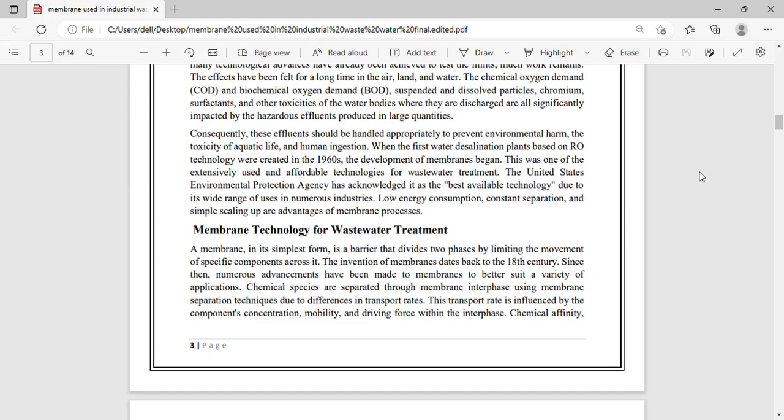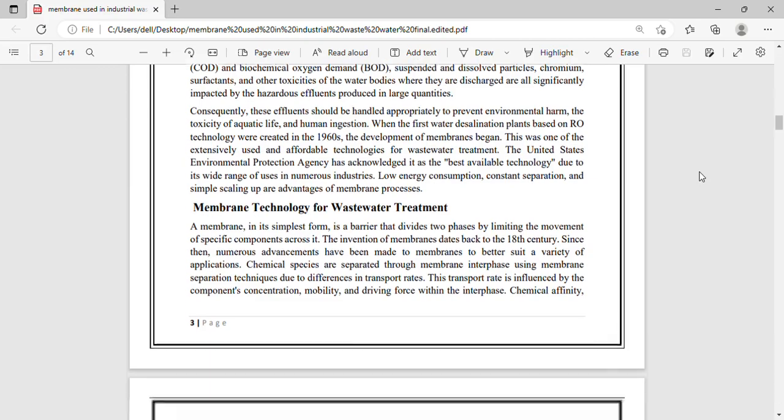The development of membranes began when the first water desalination plants based on RO technology were created in the 1960s. The Environmental Protection Agency has acknowledged it as the best available technology due to its wide range of uses in numerous industries. Low energy consumption, constant separation, and simple scaling up are the advantages of membrane processes. This is one of the most extensively used and affordable technologies for wastewater treatment.